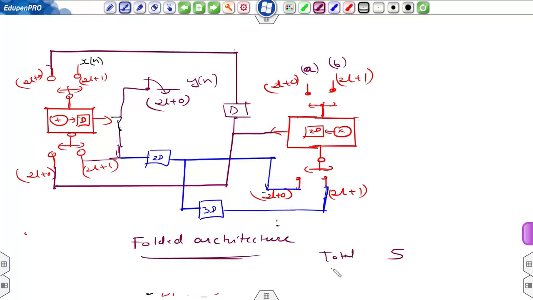Total delays is 5. So next we will minimize the number of registers in the folded architecture.